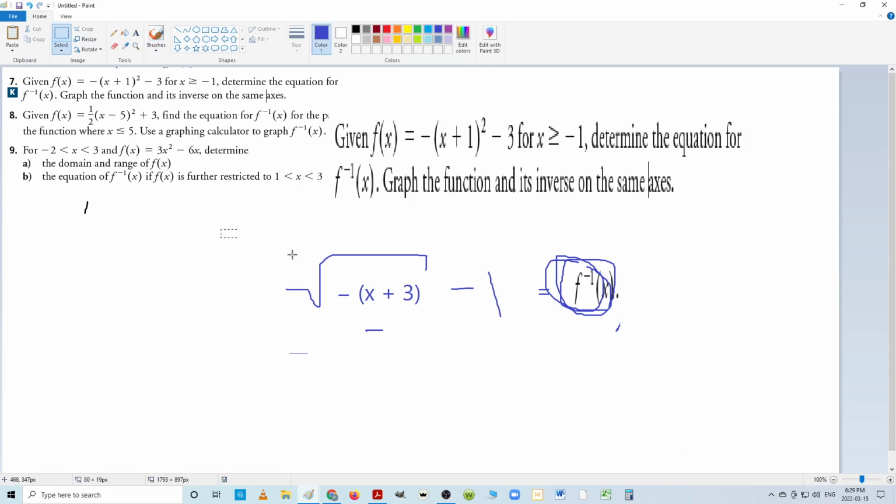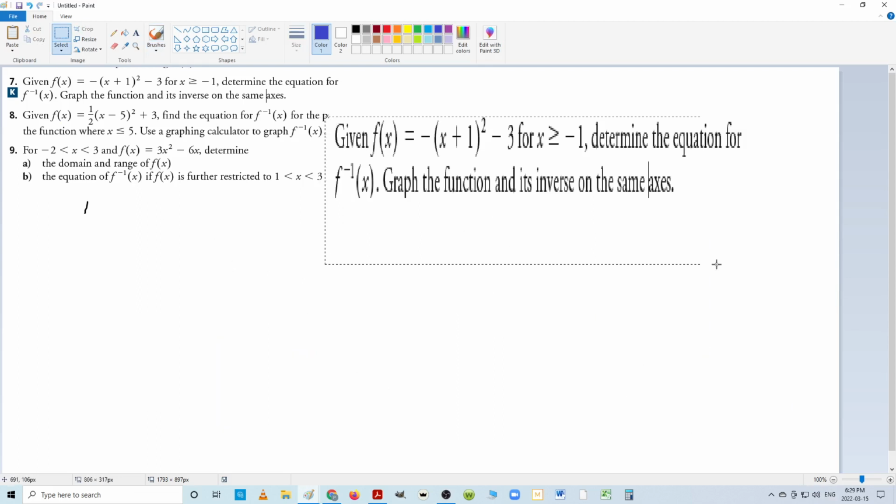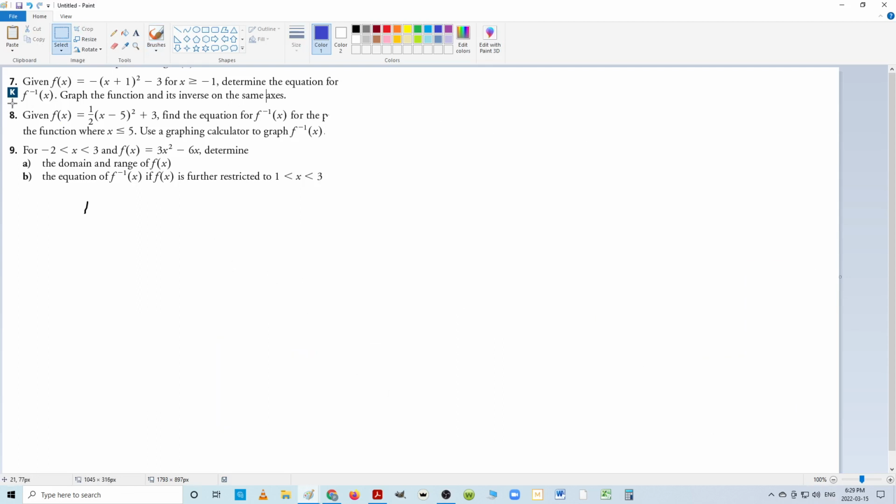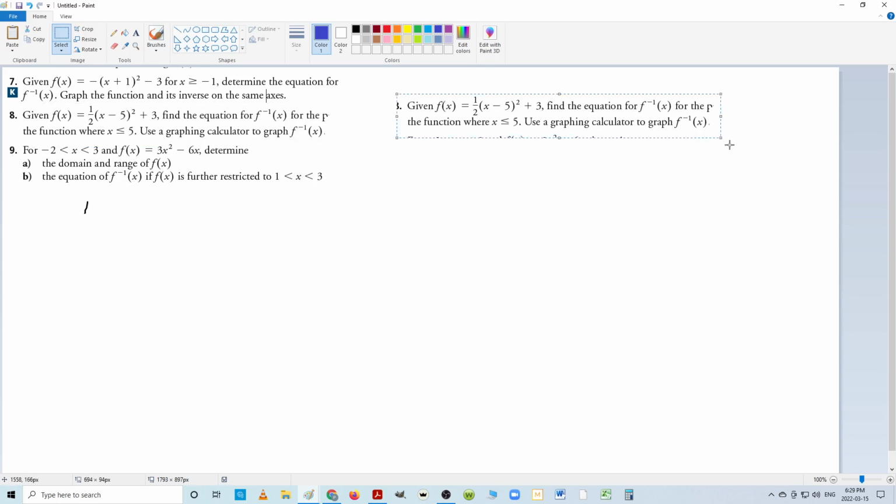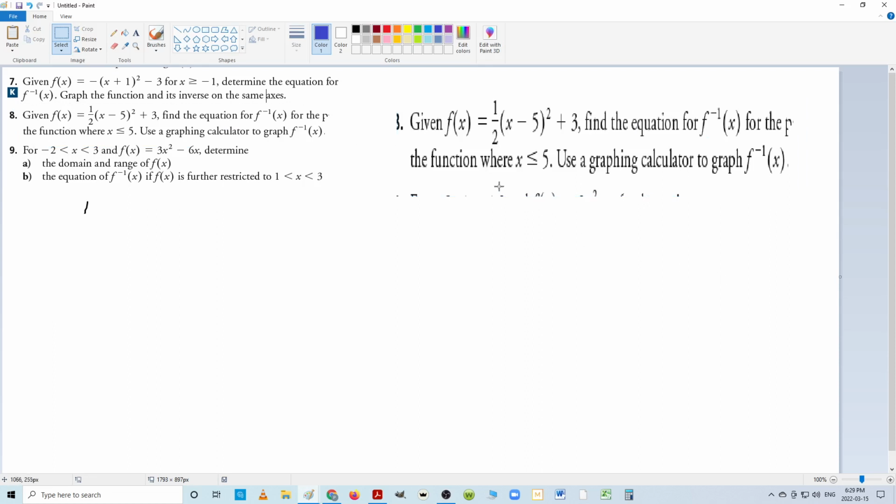You get more used to that as you go. You'll see each of these questions are the same. Given this function, find the equation for the reverse, and it's for the part of the function where x is smaller or equal to 5. So essentially they're taking the vertex, which is 5 comma 3.